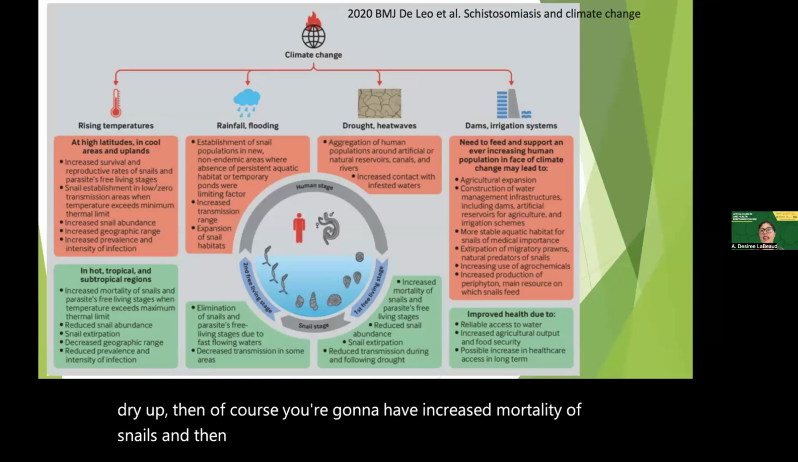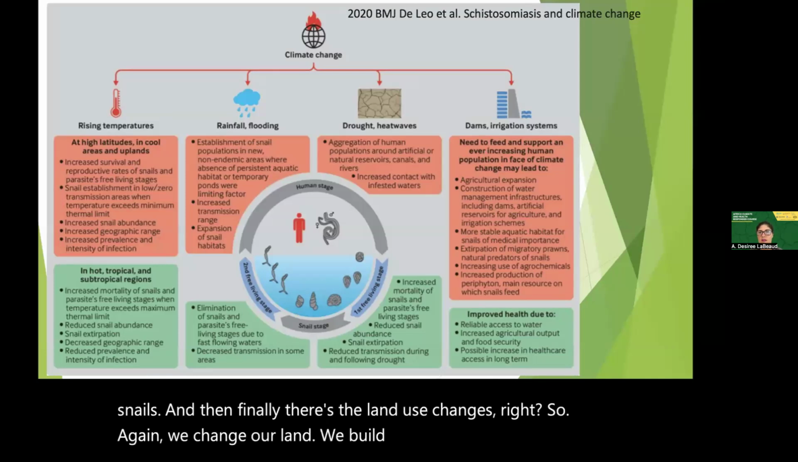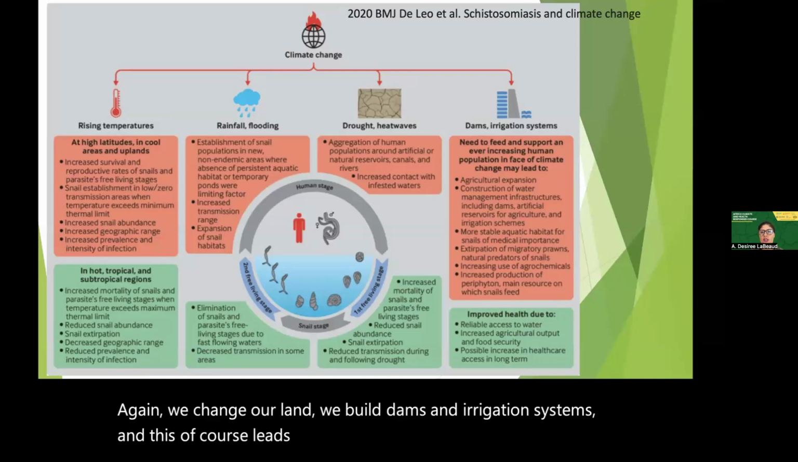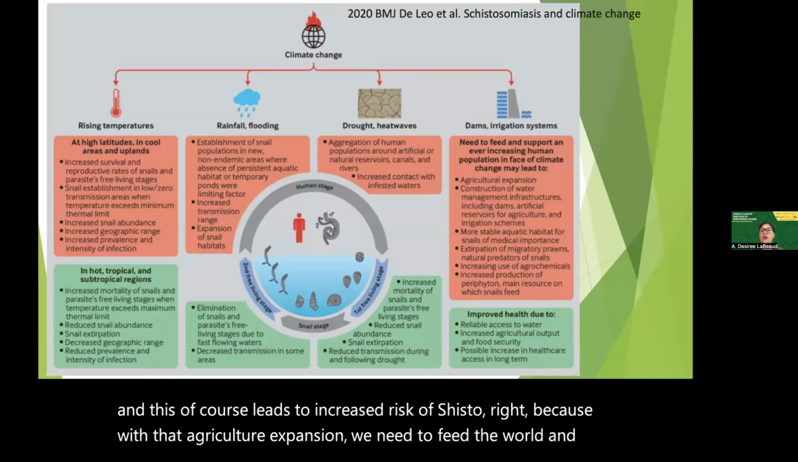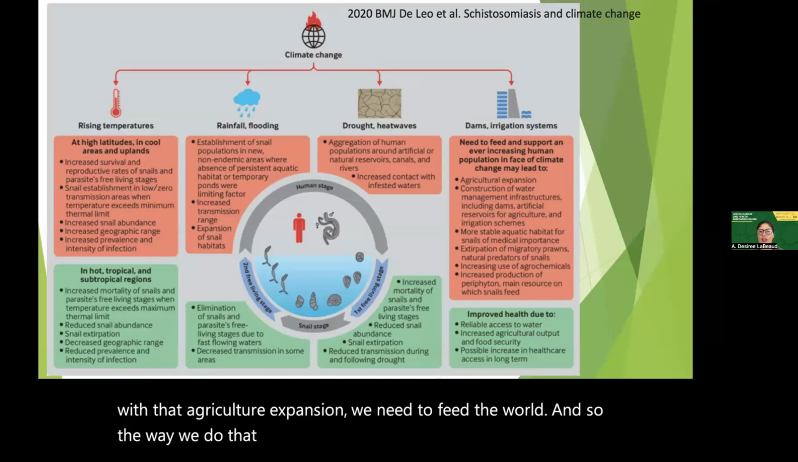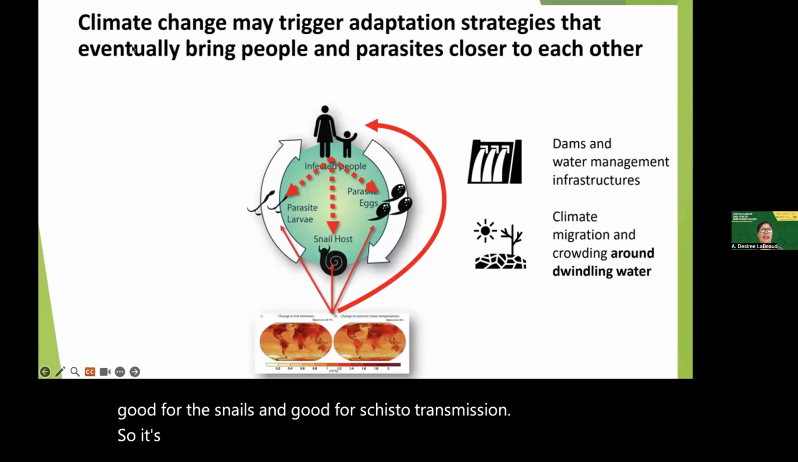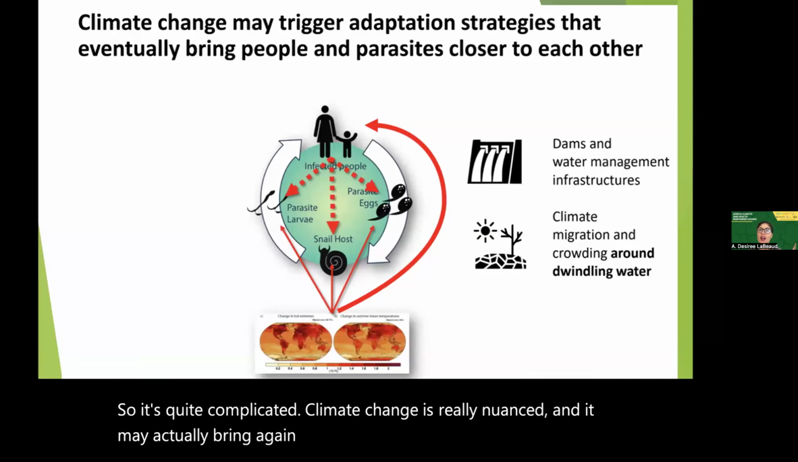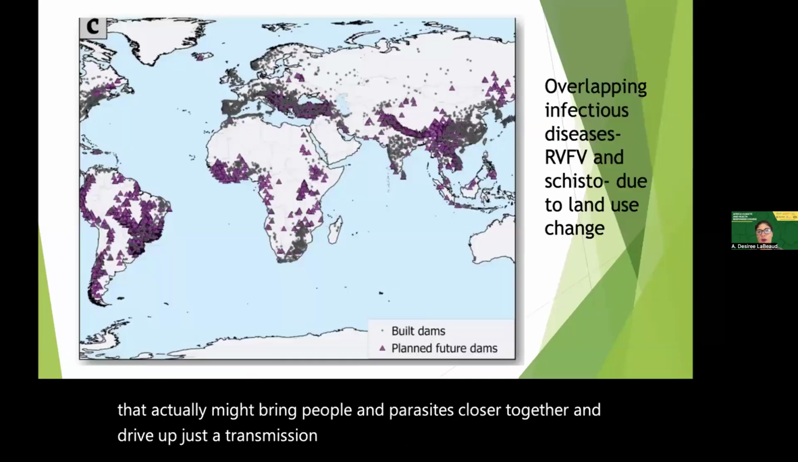And then finally, there's the land use changes, right? So again, we change our land. We build dams and irrigation systems. And this, of course, leads to increased risk of schisto, right? Because with that agriculture expansion, we need to feed the world. And so, the way we do that, the chemicals we use, some of that can be good for the snails and good for schisto transmission. So it's quite complicated. Climate change is really nuanced, and again, it's going to trigger adaptation strategies that might bring people and parasites closer together and drive up schisto transmission around dwindling water sources.